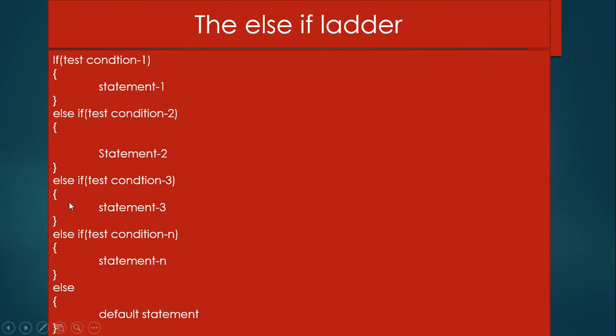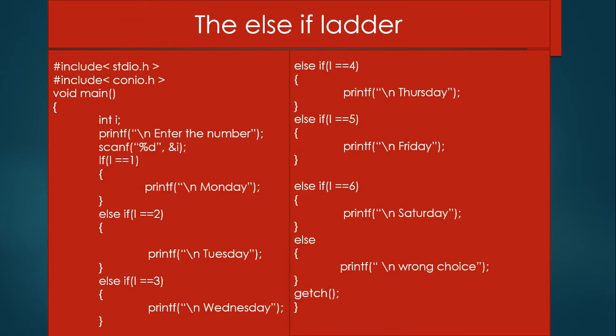If all the conditions of the else if are false, in that case the control will come into the else part and simply print the default statement. And this is the syntax of the else if ladder. And in the next slide I am taking an example of the else if ladder.